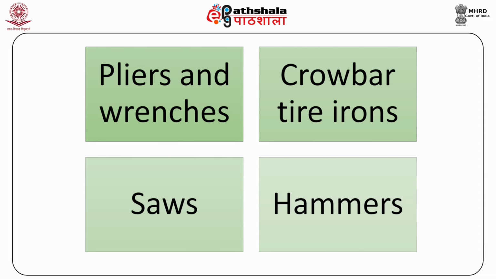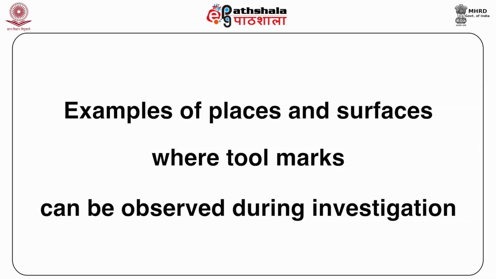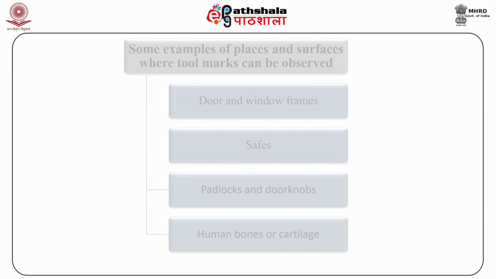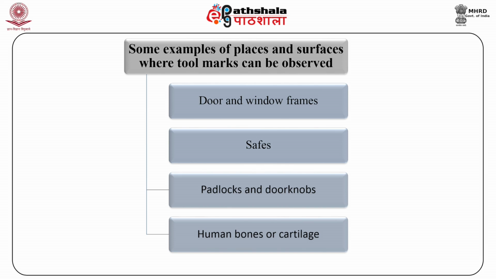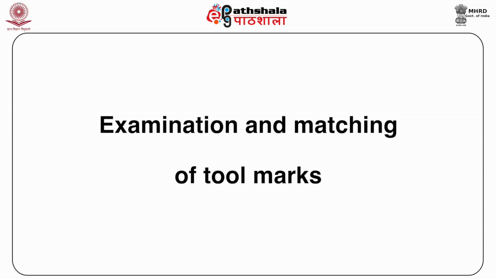Now, let us study some examples of places and surfaces where tool marks can be observed during investigation to understand the concept clearly. Some of the places and surfaces where tool marks are likely to be found during investigation are wire, chains, door and window frames, sections of metal sheets, safe, human bone or cartilages, padlocks and doorknobs, bolts and locks, etc.